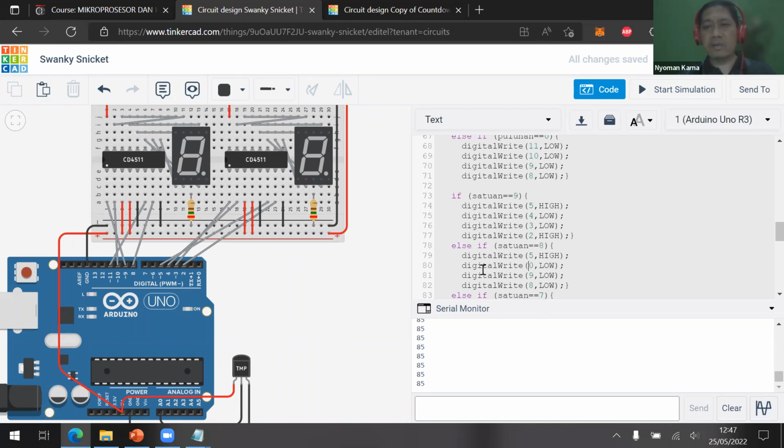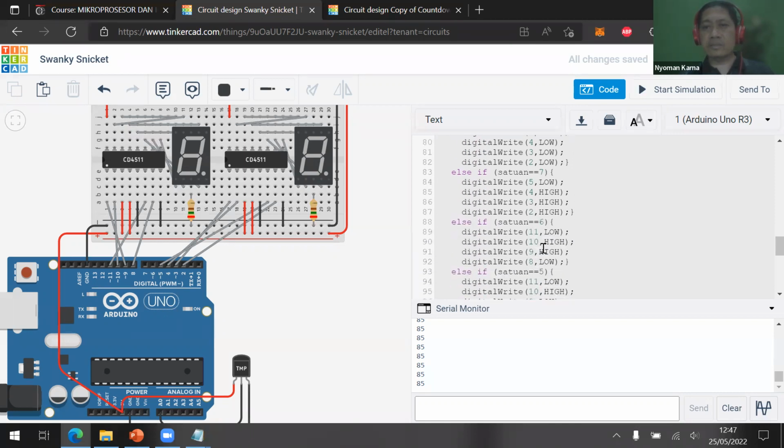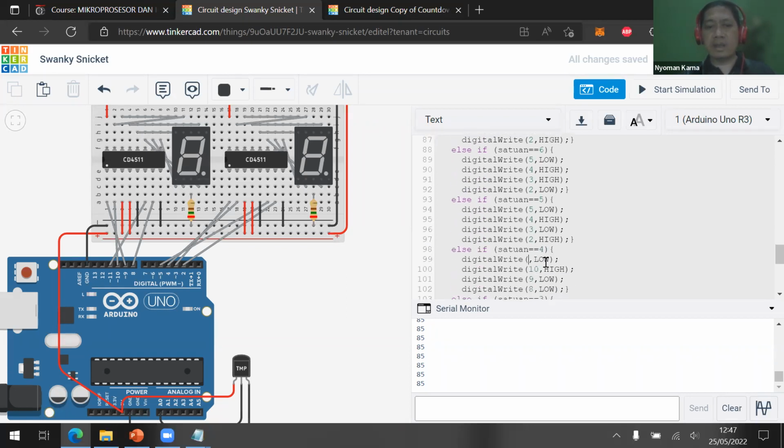5, 4, 3, 2. 5, 4, 3, 2. 5, 4, 3, 2. 5, 4, 3, and then 2. And then 5, 4, 3, 2.